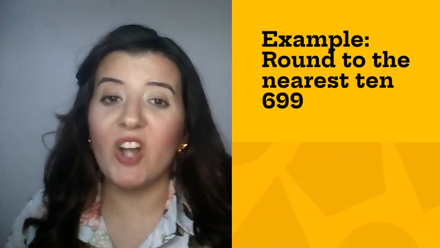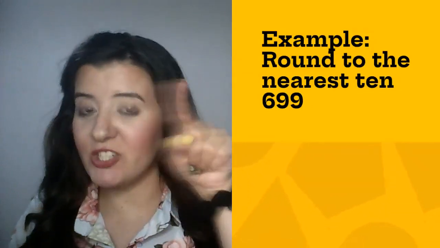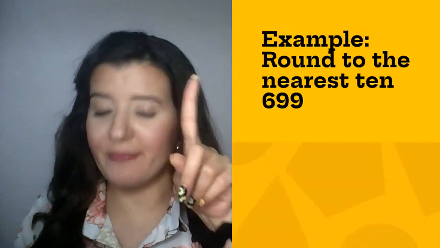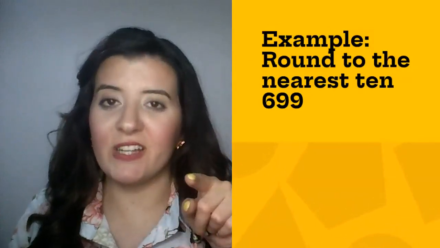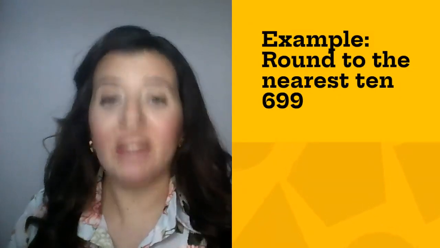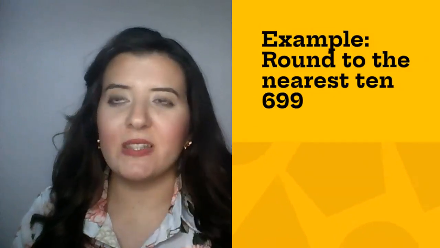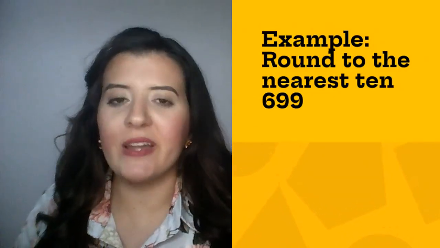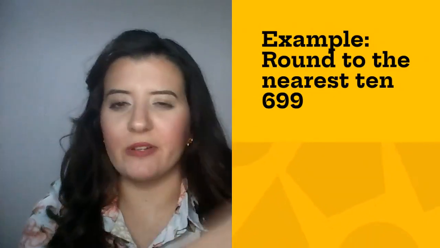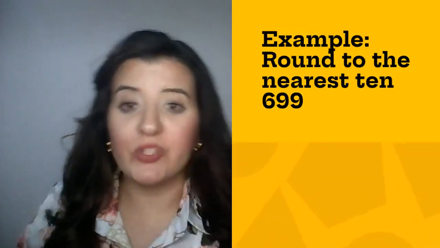So since we are rounding to the nearest 10, we're going to underline that first 9, okay? We're going to underline the first 9, and we're going to look at the next 9. And he's like, yeah, I can help you. Let's go to the next one. So we look at the first 9, and we're like, how can we write 6, 10, 0? We can't do that. So he's like, yeah, I'm okay. Let's go to the next one.